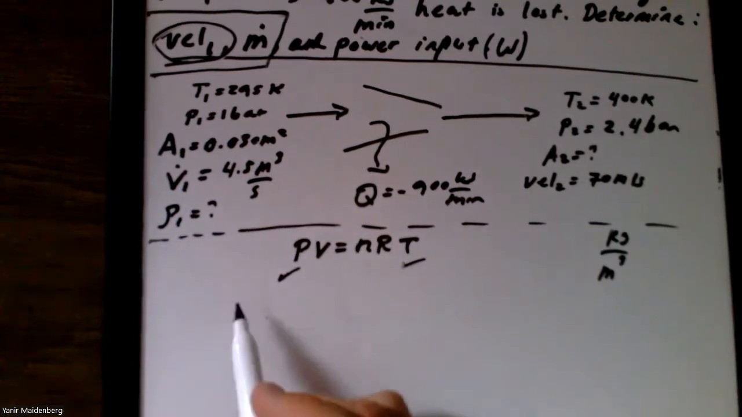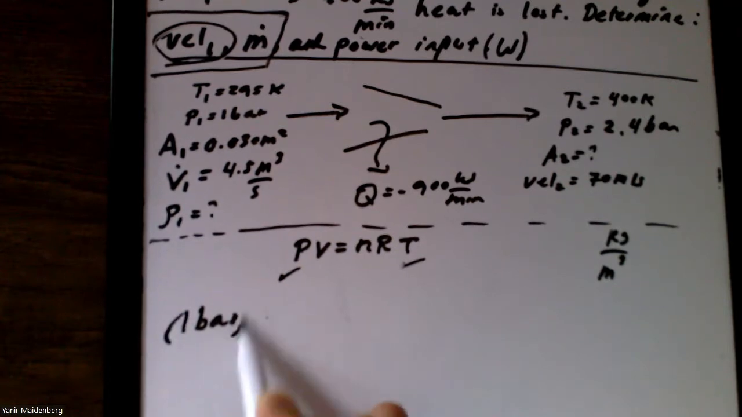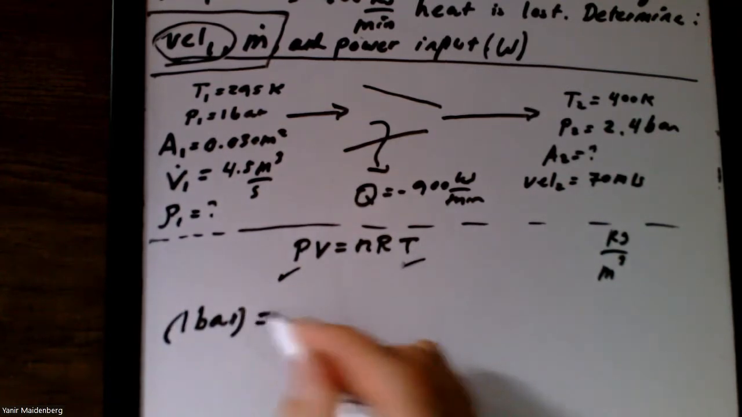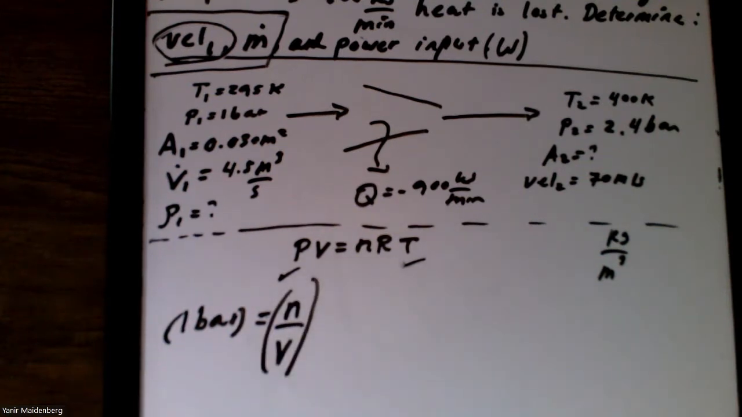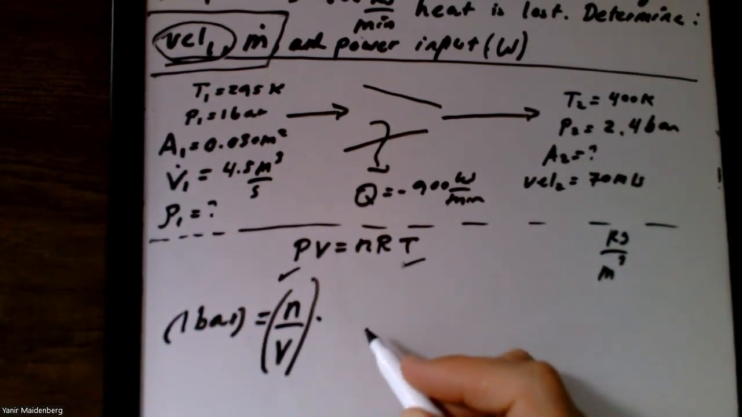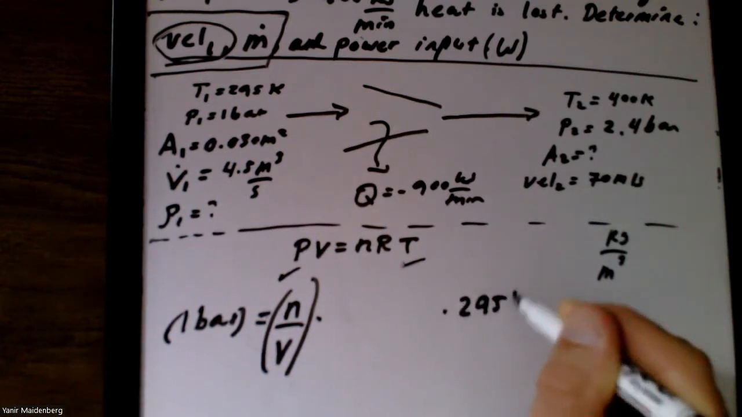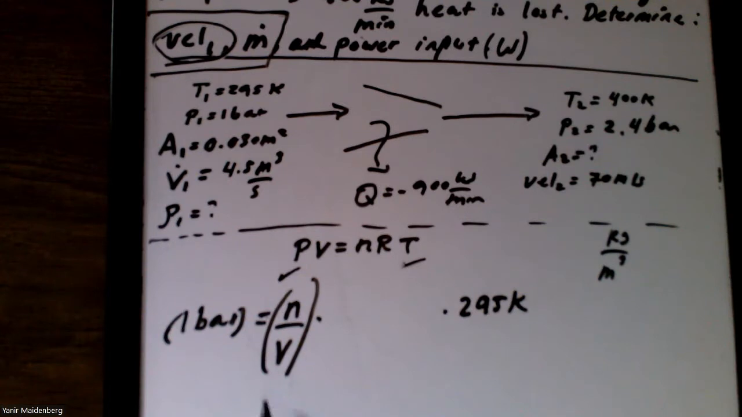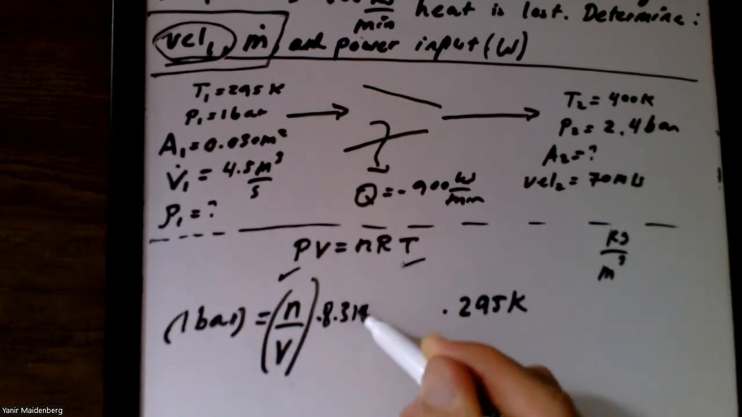So for my first state, I have 1 bar for the pressure, and I'm going to solve for n over V, treating it as one variable. And then R, I'll get back to in a second. I know that the temperature at first is 295 K. So I'm going to select an R that's got bars and Kelvin in it and meters cubed in it. And if you look at your R chart, this one will be just fine.